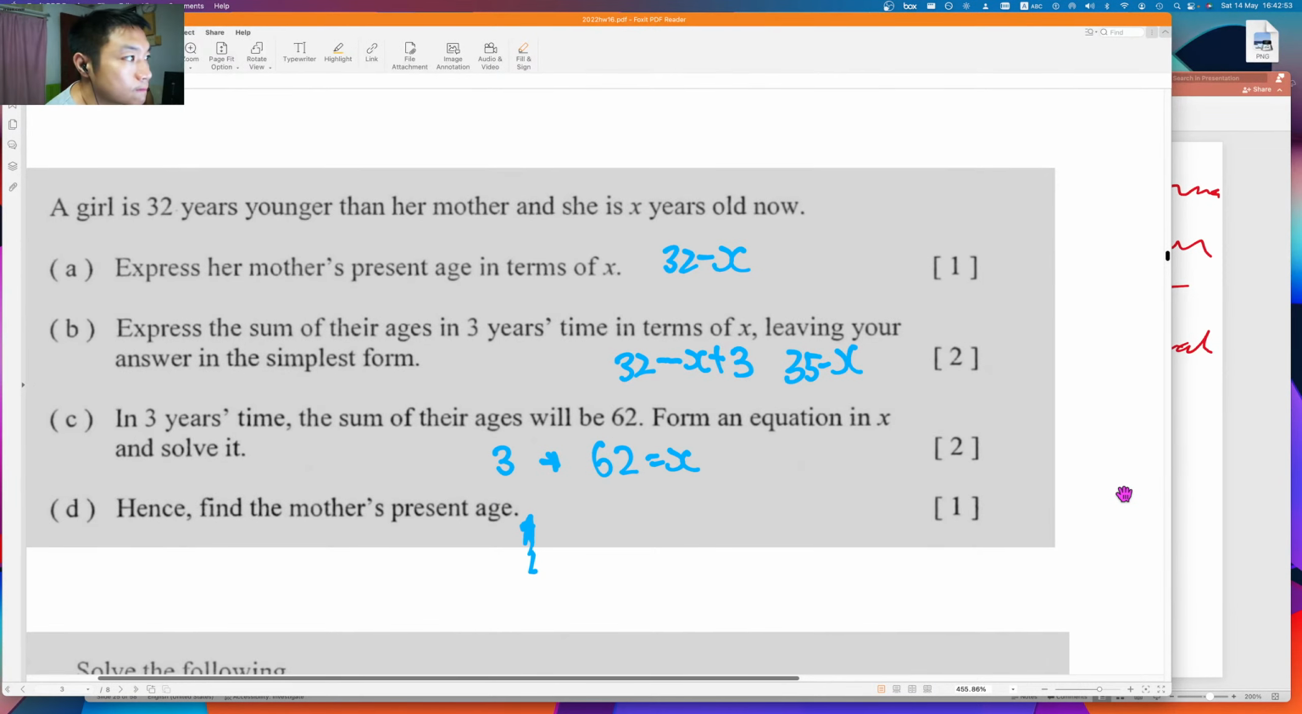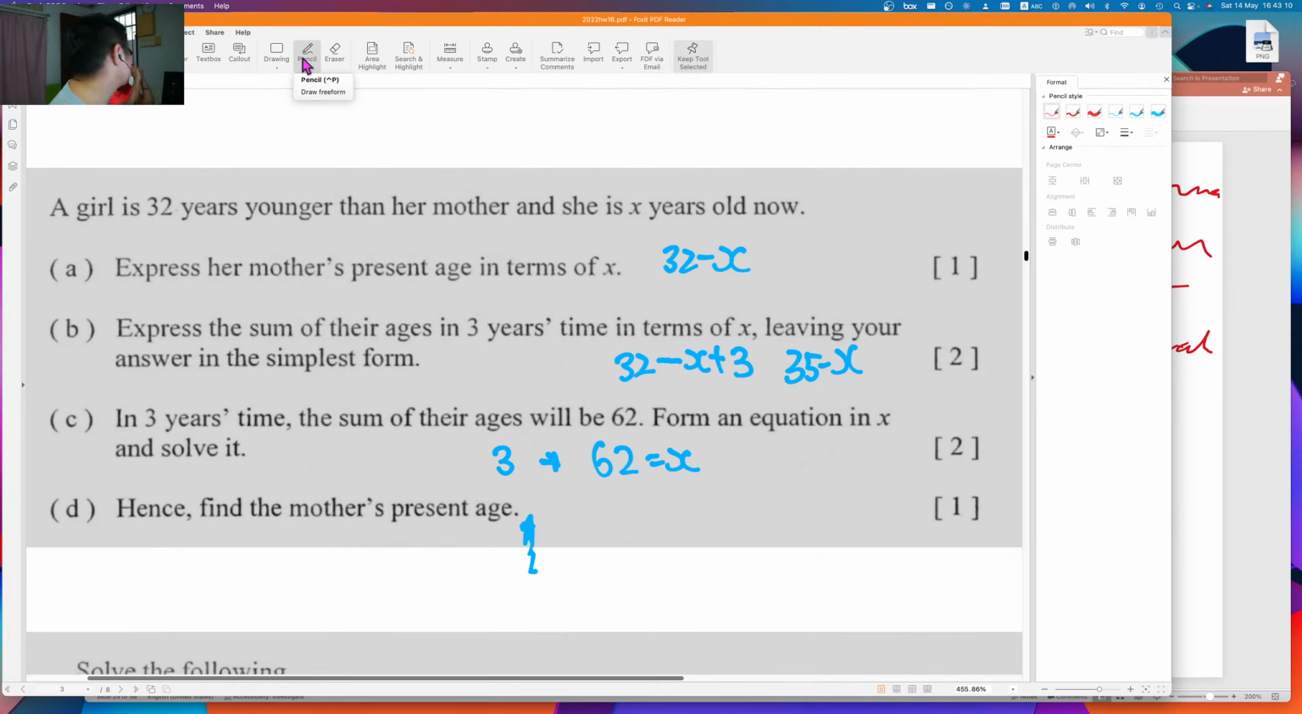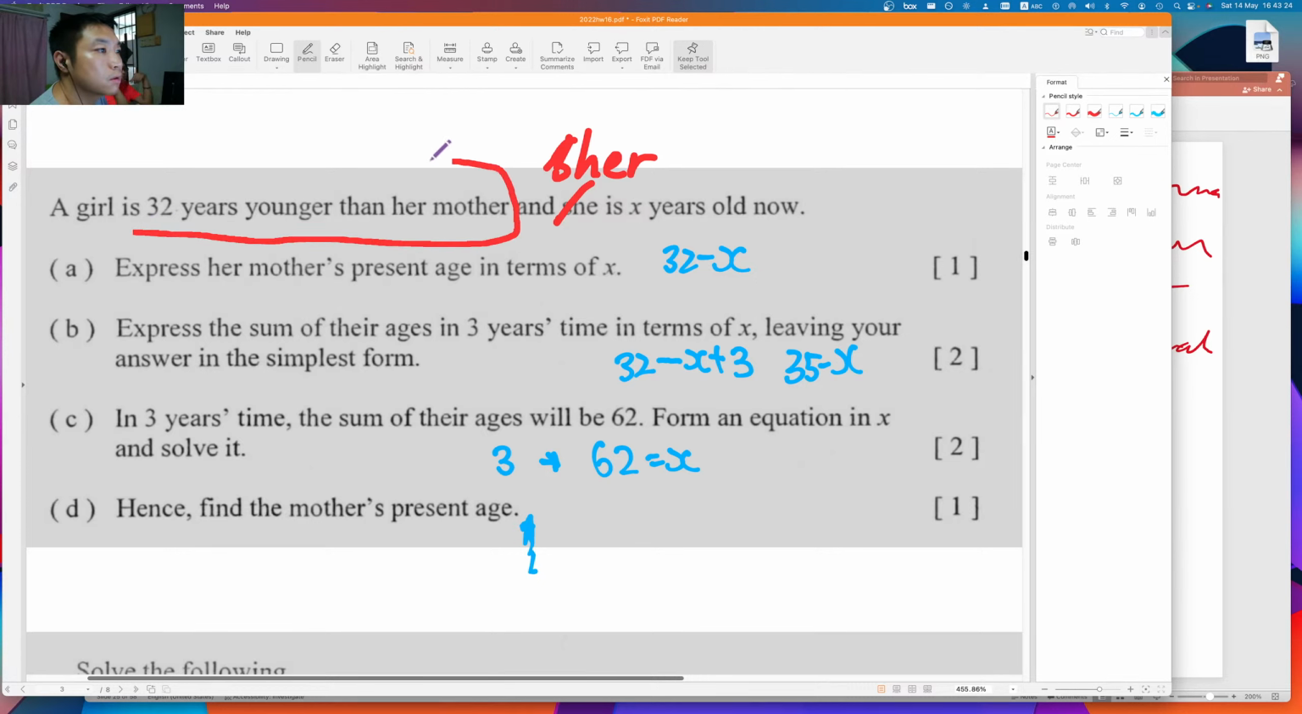Can you see? A girl is 32 years younger than her mother. So it's 32 years younger than her mother, and she's x now. Once again, your head just cannot wrap around this kind of idea. Can you use yourself as an example? This is your age now, and you are 32 years younger than your mom. So what's your mom's age? You are x now.